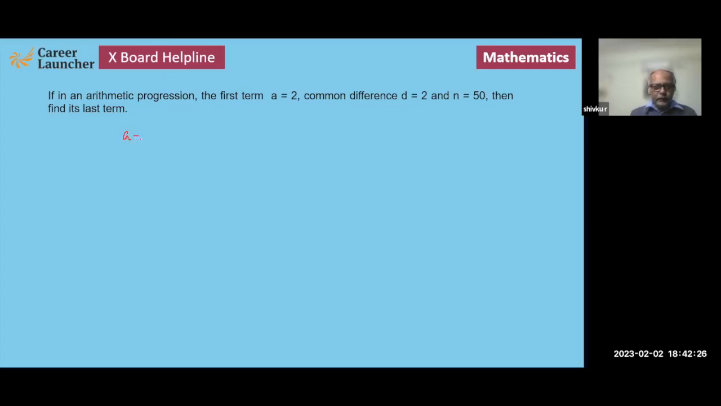The first term a is equal to 2, right? Common difference is equal to 2, and we have n is equal to 50. So I want to know what the 50th term is, and the 50th term you already know is nothing but your first term plus 49 into d. So that will be 2 plus 49 into 2, or it's simply 50 into 2, which is equal to 100. So simple. Very nice, Sushma.